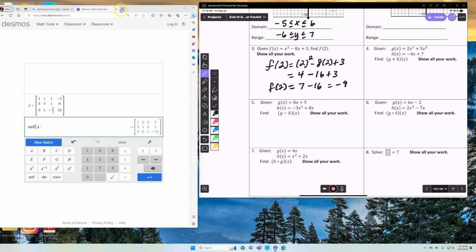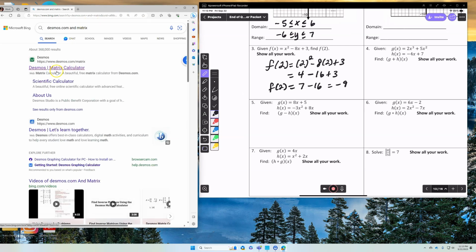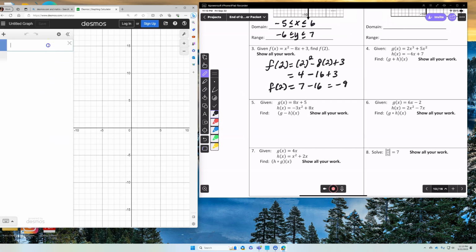Once again, you could have used your Desmos, or I know some of you just have Desmos, so I'm going to use Desmos for this review.